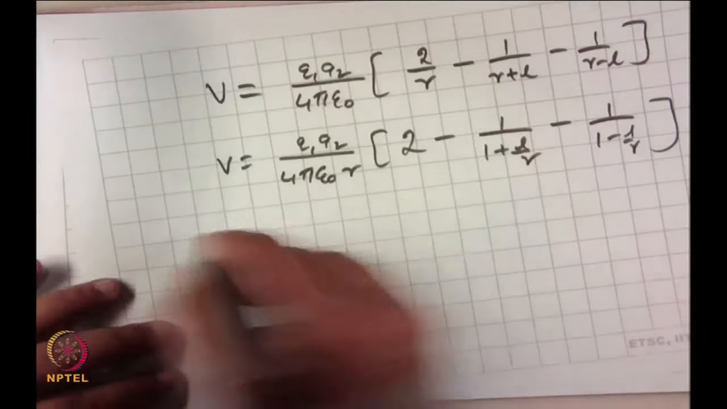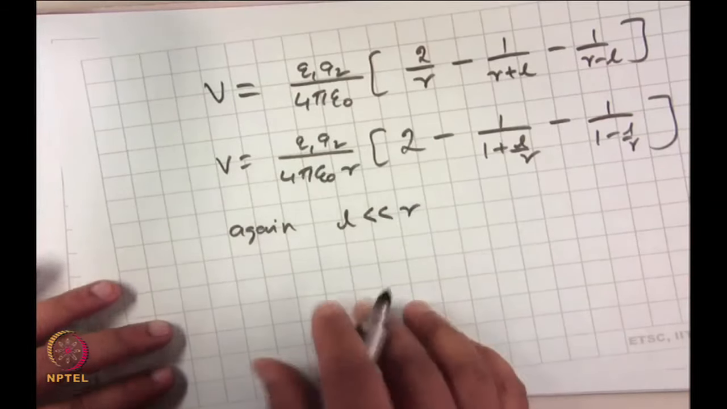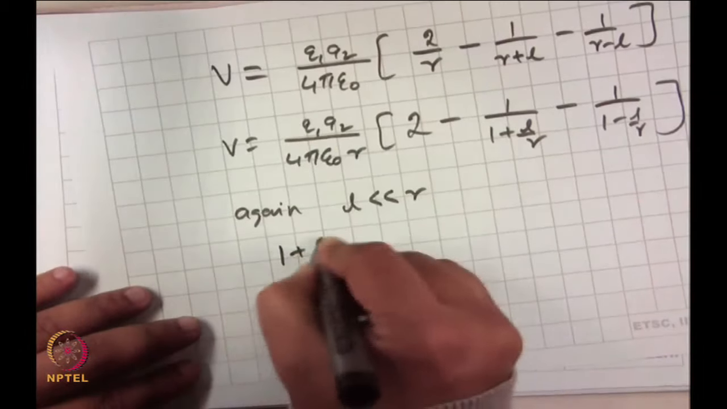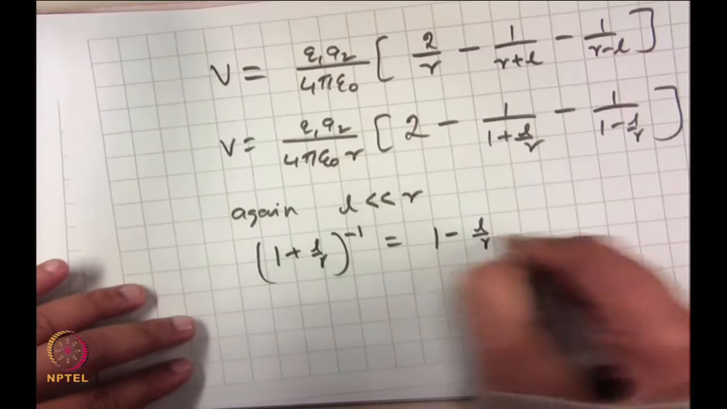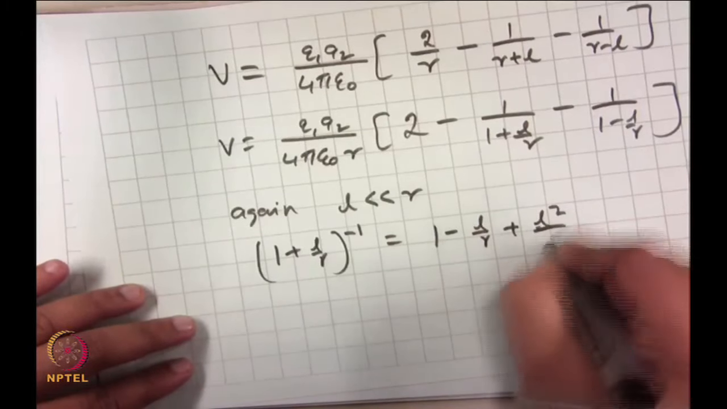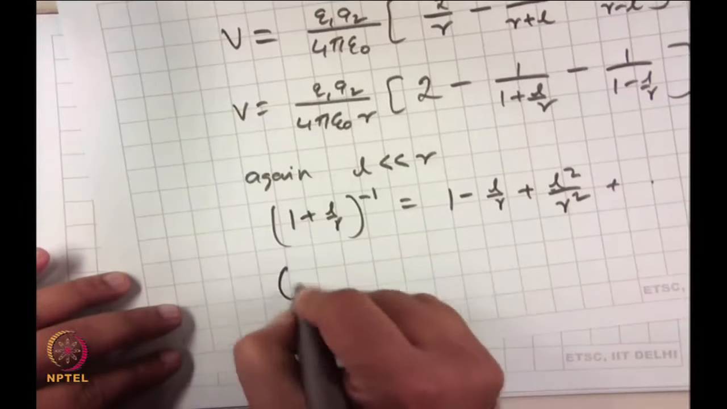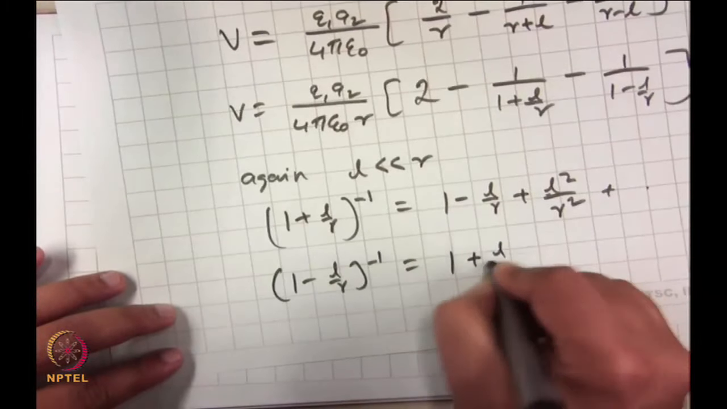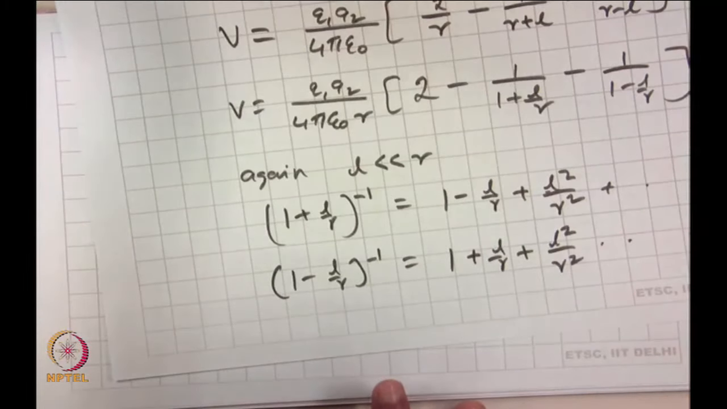Now, again we take the assumption L is much less than r, but here is one small problem. If I expand 1 by 1 plus L by r, what am I going to get? 1 minus L by r plus L square by r square and so on, negative positive alternating. If I expand 1 by 1 minus L by r, what am I going to get? 1 plus L by r plus L square by r square and so on. Tell me, why am I keeping the third term too?